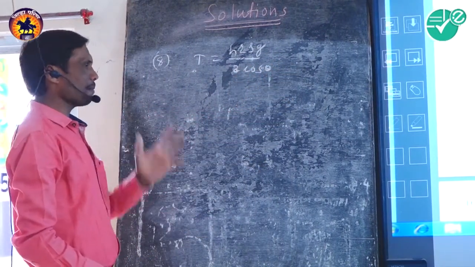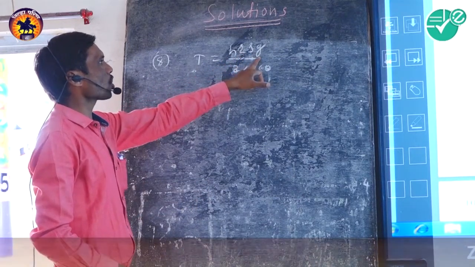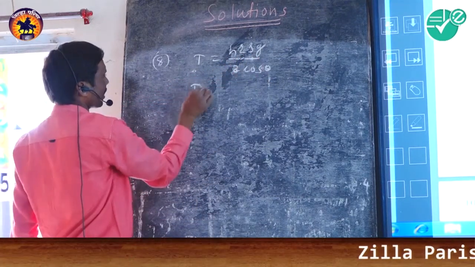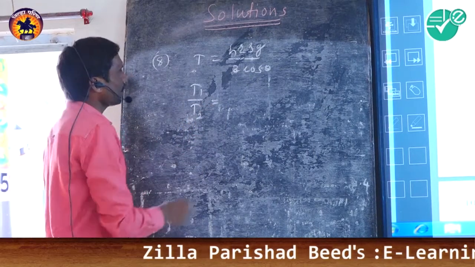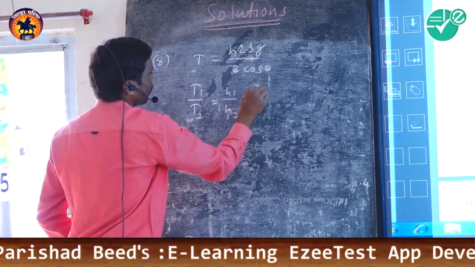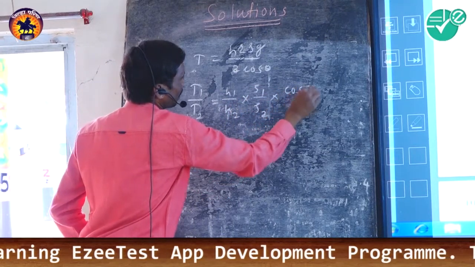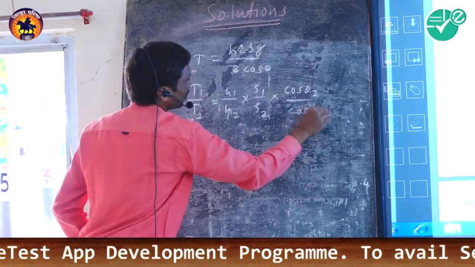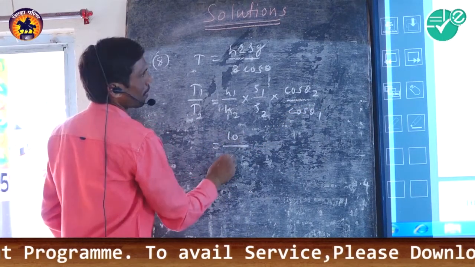Here the same capillary tube is used. It means R is constant, g is also constant. It means the ratio of the surface tension, T1 divided by T2, is equal to H1 divided by H2 into rho 1 divided by rho 2 into cos theta 2 divided by cos theta 1, and that is equal to here H1, H1 is 10.